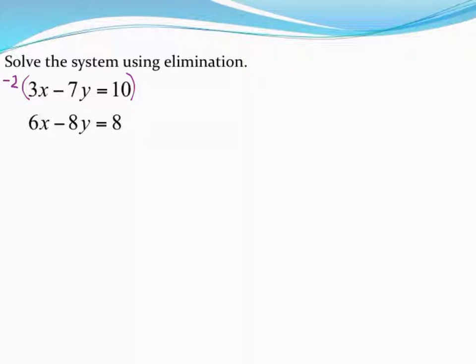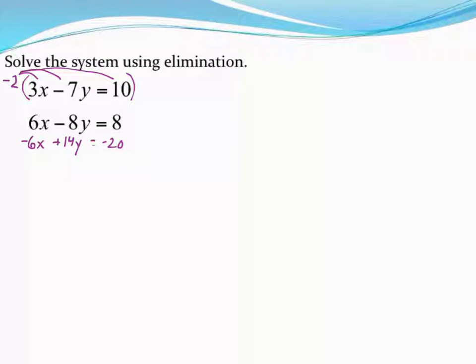Some of you may have no idea why I'm doing this, or where that negative 2 came from. And I'm going to tell you, it didn't really come from anywhere. I'm just kind of thinking ahead, and if you don't see where it came from, just watch and see what's going to happen. So let me multiply everything in that top equation by negative 2, and I'll write that below the other one. So negative 2 times 3x is negative 6x, and then negative 2 times negative 7y is positive 14y, and then also multiply the 10 by negative 2 equals negative 20.